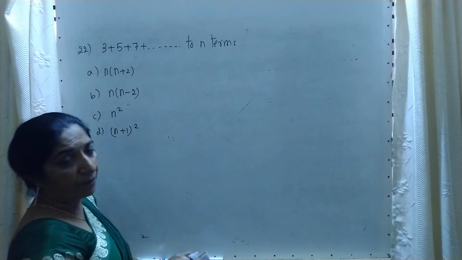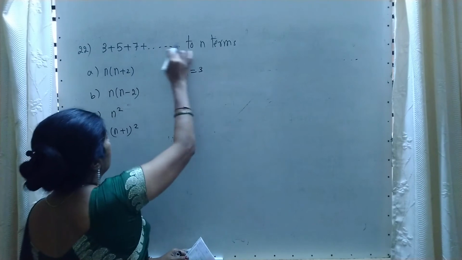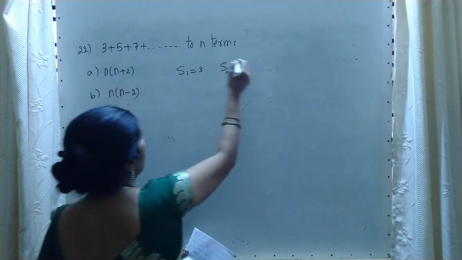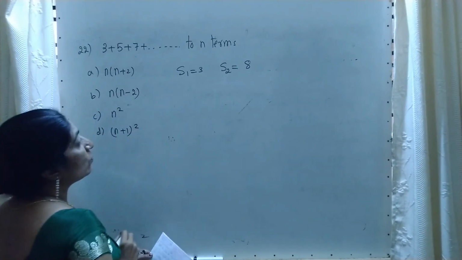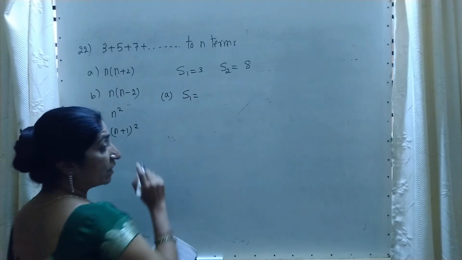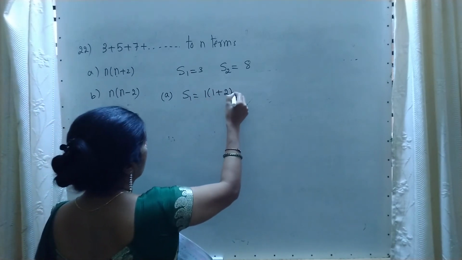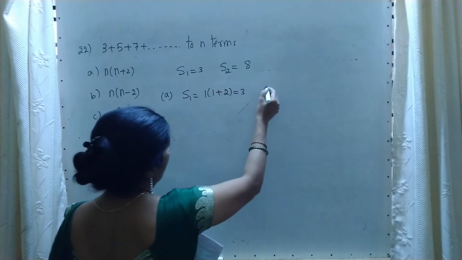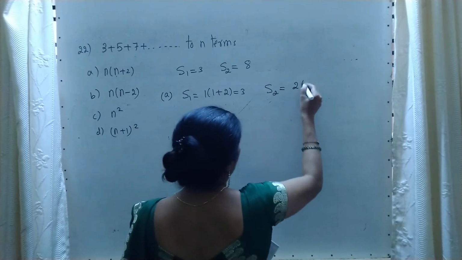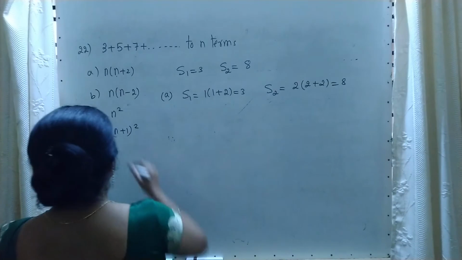Obviously, we are trying like the previous one. What is S1? S1 is 3, from this expression I am writing. What is S2? S2 means the sum of the first and second term, that is 8. Now moving to the options. First option. What is S1 in the first option? Wherever n is there, I am replacing it by 1. So this is 3. Yes, it is tallying. We have to check for the second value. In place of n, I am writing 2. So this is 8. So our answer is A.